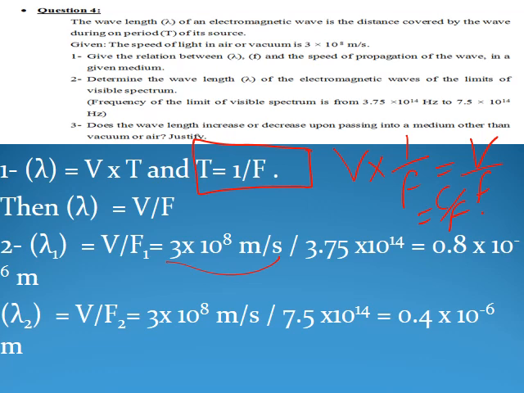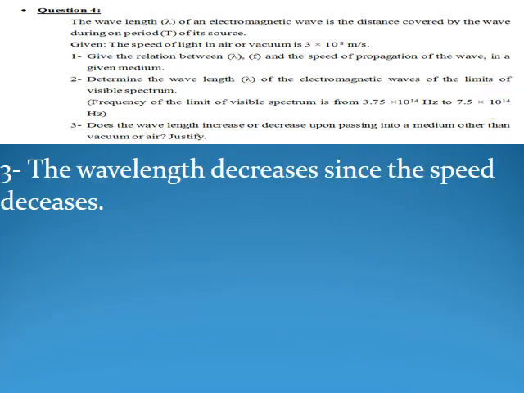Lambda 2 the same, v over f2, 3 times 10 to the power 8 meter per second, divided by the second one, which is 7.5 times 10 to the power 14, going to be 0.4 times 10 to the power minus 6 meter. Does the wavelength increase or decrease upon moving from one medium to another? The wavelength decreases since the speed decreases.